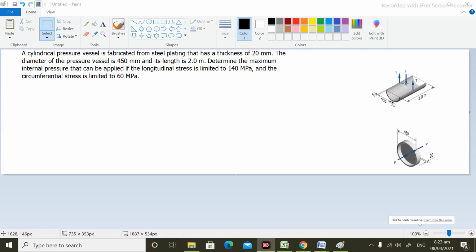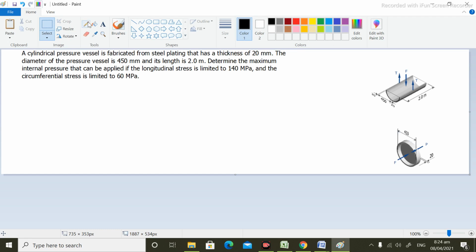A cylindrical pressure vessel is fabricated from steel plating that has a thickness of 20 mm. The diameter of the pressure vessel is 450 mm and its length is 2.0 meter. Determine the maximum internal pressure that can be applied if the longitudinal stress is limited to 140 megapascal and the circumferential stress is limited to 60 megapascal.